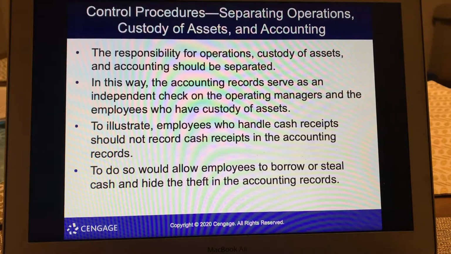Separating operations: the responsibility for operations, custody of assets, and accounting should be separated. I won't read all of these, but employees who handle cash receipts should not record cash receipts in the accounting records. To do so would allow employees to borrow or steal cash and hide the theft in the accounting records. So that's why you don't want the same person handling those.